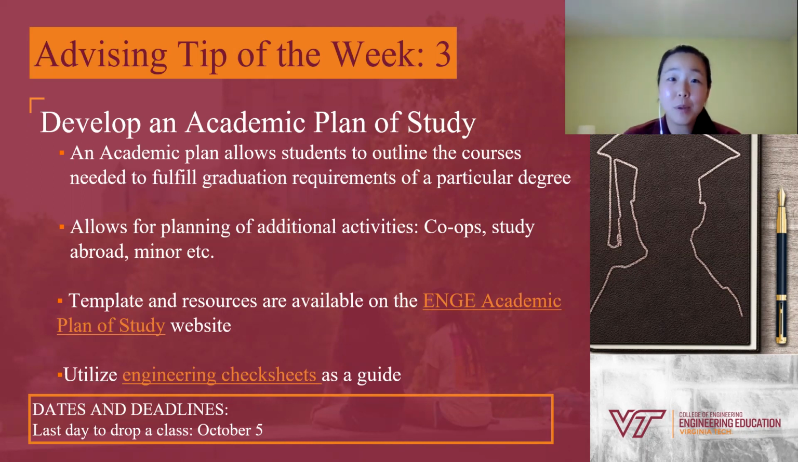For this week's tip, we will talk about developing an academic plan of study. Once you have a pretty good idea of the major you wish to pursue, you can create an academic plan. This will help you outline the courses needed to fulfill the graduation requirements of your chosen major. You will then be able to see how the classes will fit into each semester.